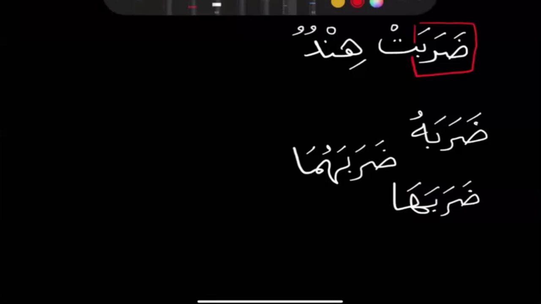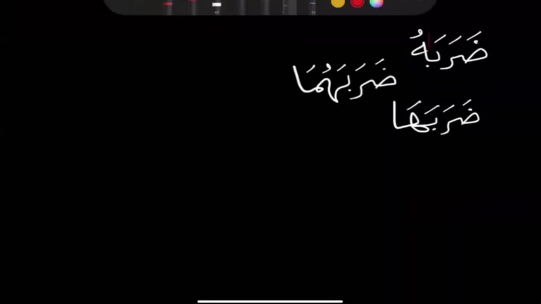Daraba. Where's the pronoun built in? Huwa. And then what's this? Him. Iyahu. So the meaning is he hit him. That's a complete sentence: subject, predicate, and direct object. But what you can do is add more to it.